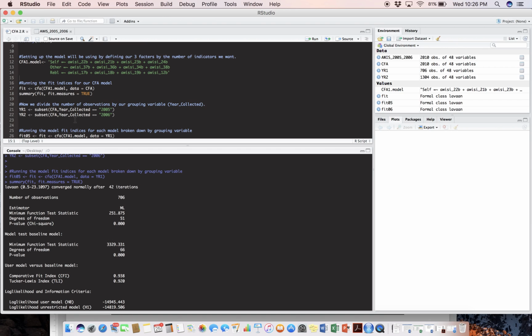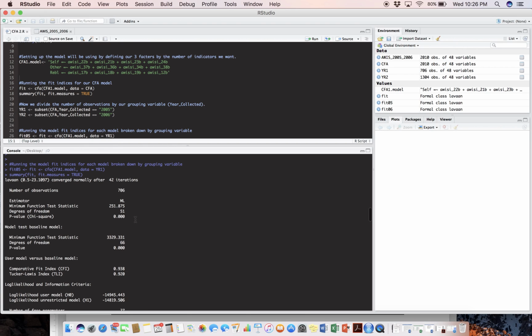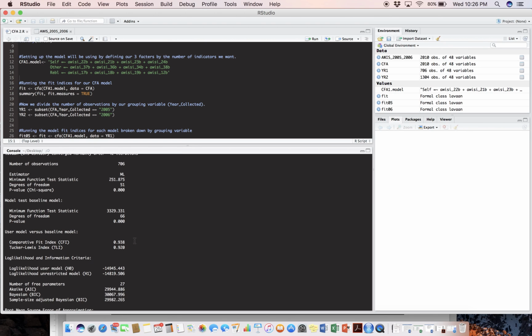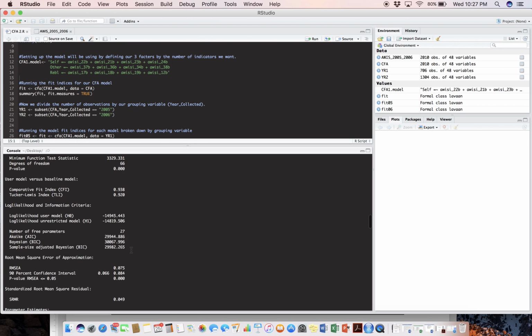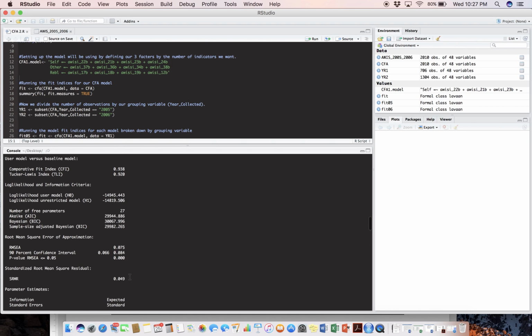or excuse me, the model broken down by year. So this is for 2005, year one. Again, our chi-squared is significant. Our comparative fit index is okay. I suppose ideally we'd like it to be about 0.95. Then our RMSEA, which is 0.075, getting a little high. It's going in the wrong direction.